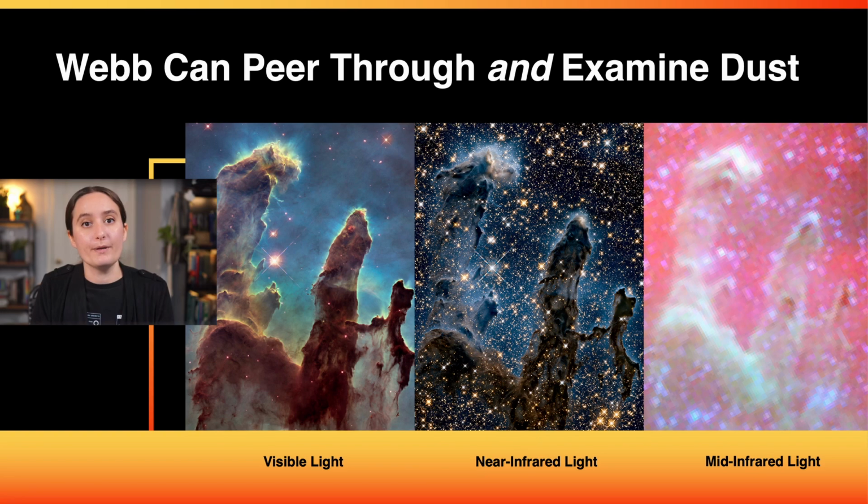Another cool trick of infrared light is it allows you to peer through the dust that's everywhere in space and even study the dust itself. So here are the pillars of creation. It's this very famous image of a star-forming region in the Eagle Nebula. And inside those dark, dusty pillars, you can see a whole bunch of stars if you look with infrared eyes. And if you look even farther into the mid-infrared, you get to see the dust itself glowing.